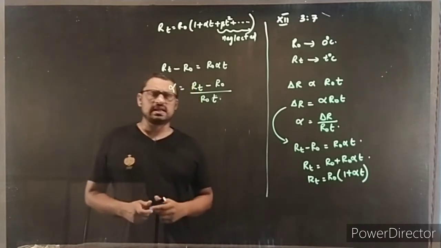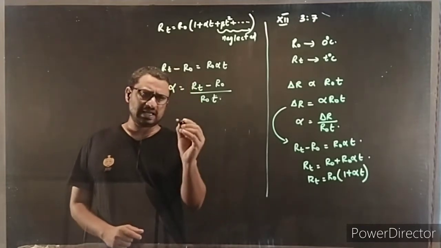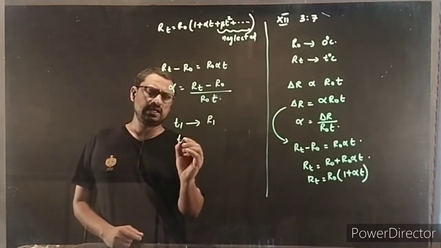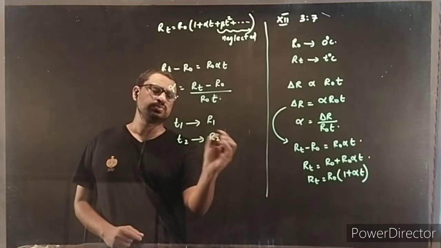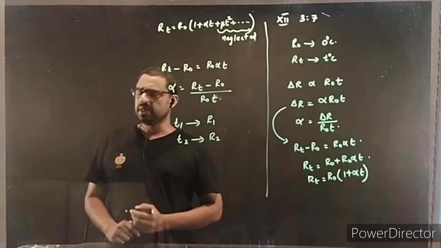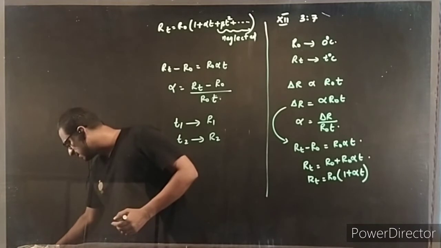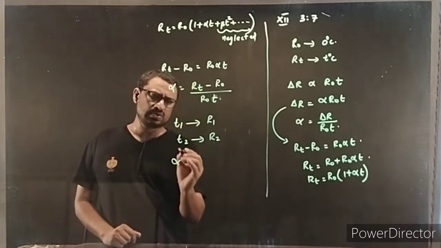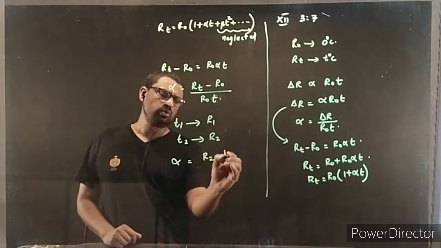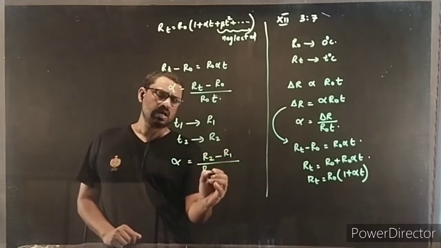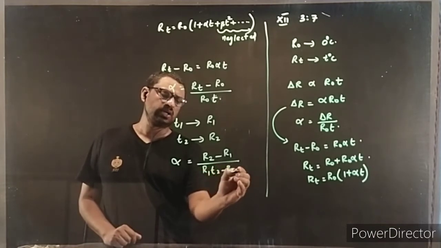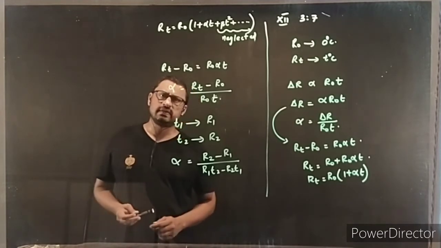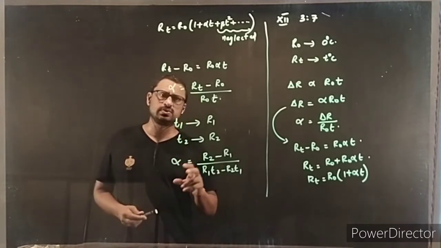Now, a problem may be asking in another mode, like at T1 temperature, resistance is R1, and at T2 temperature, resistance is R2. Now, they may be asking what is the value of alpha. Under that situation, you have to use alpha equals R2 minus R1 divided by R1 T2 minus R2 T1. This is the expression when alpha is asked with two different values of resistance given at two different temperatures.